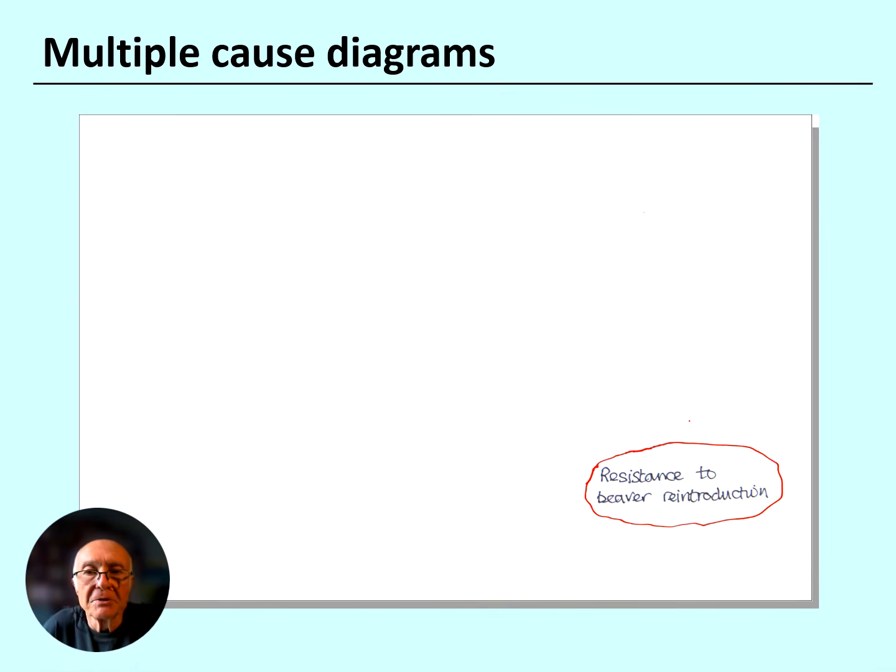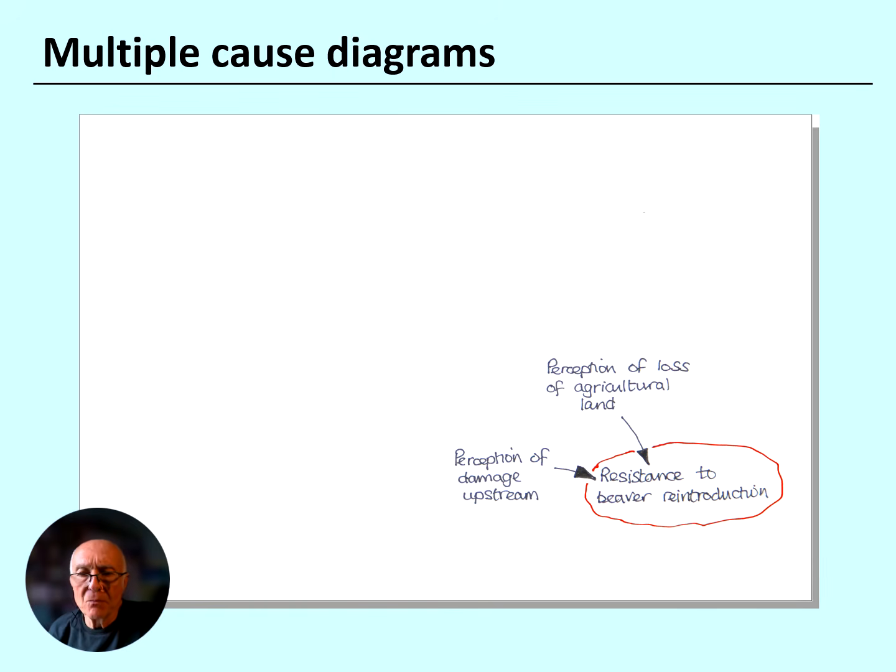My fourth type of diagram is a multiple cause diagram. Multiple cause diagrams help us to understand what are the factors which are leading to a problem we've identified. So the problem I'm working out here is the resistance to beaver reintroduction. So why is this happening? Well, two things that I can identify. There's a perception of loss of agricultural land, and there's perception of damage to the landscape upstream.